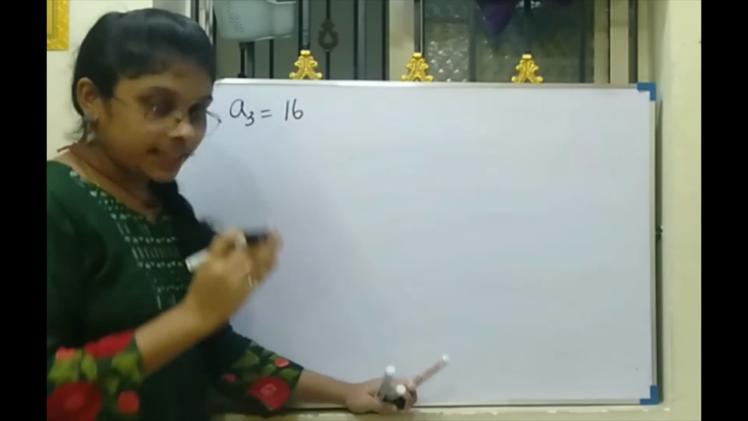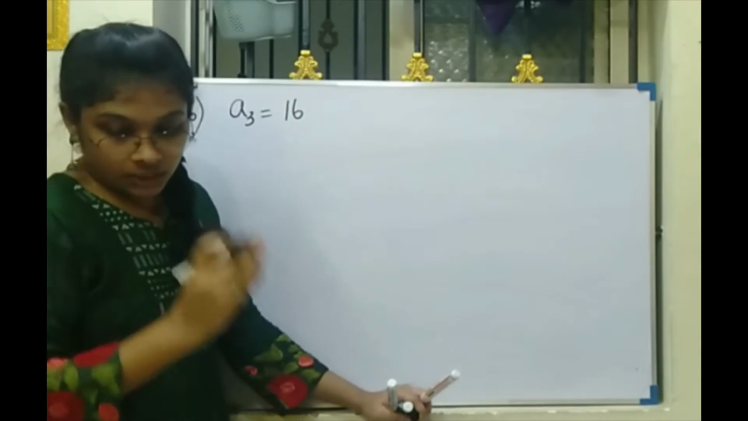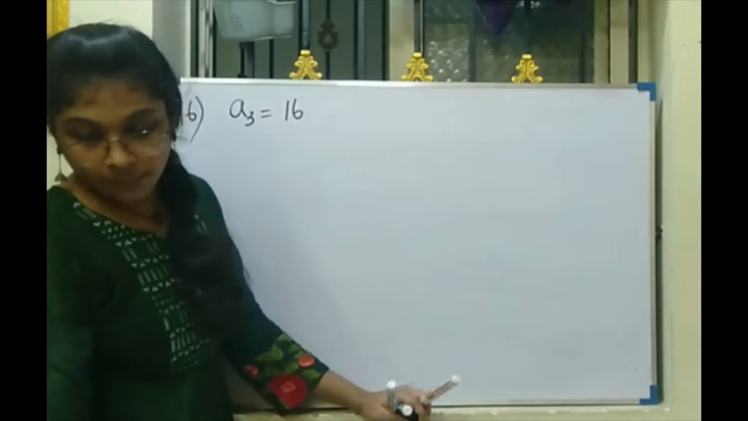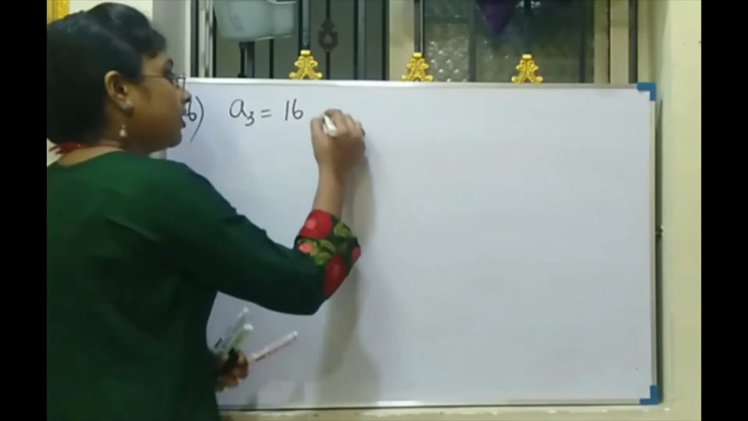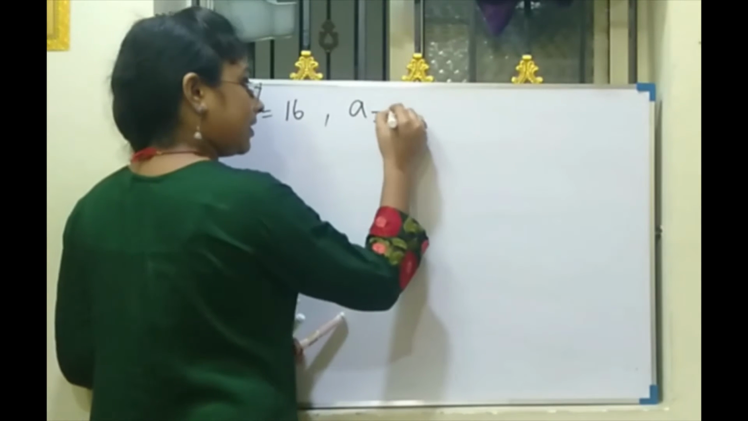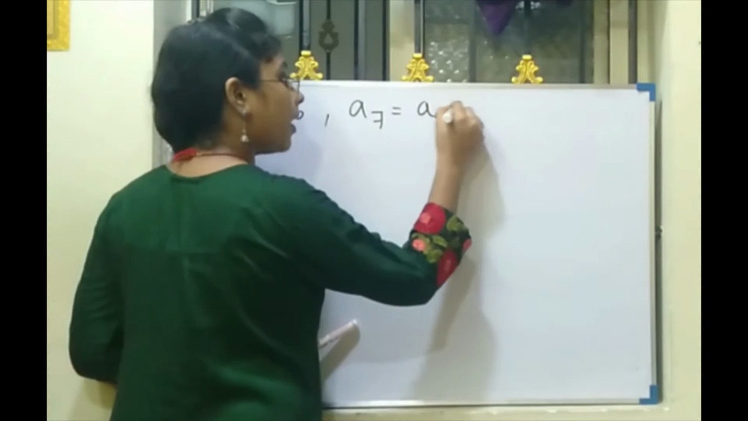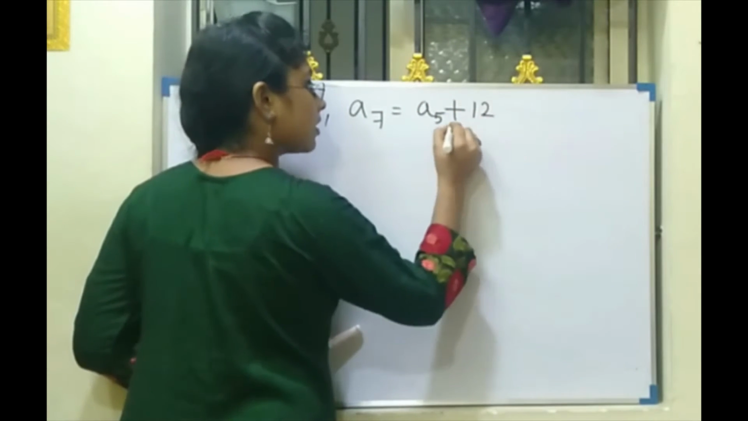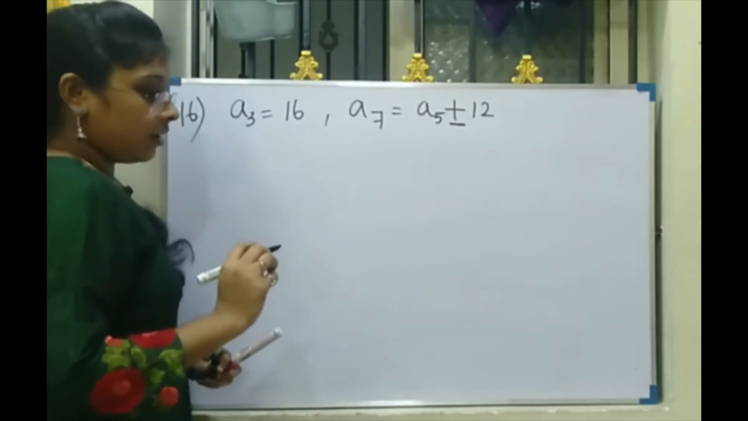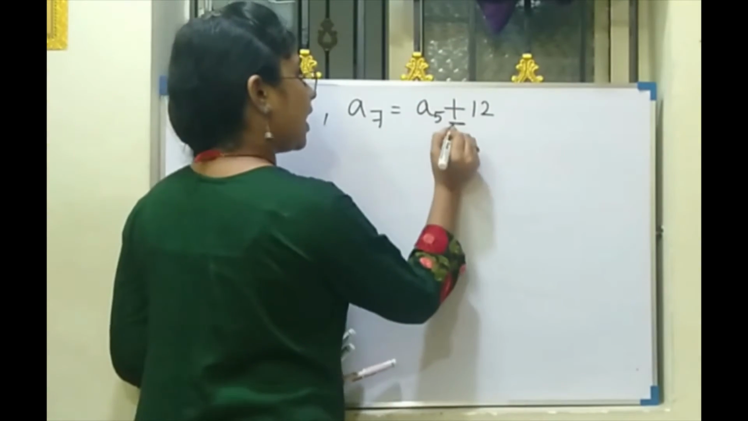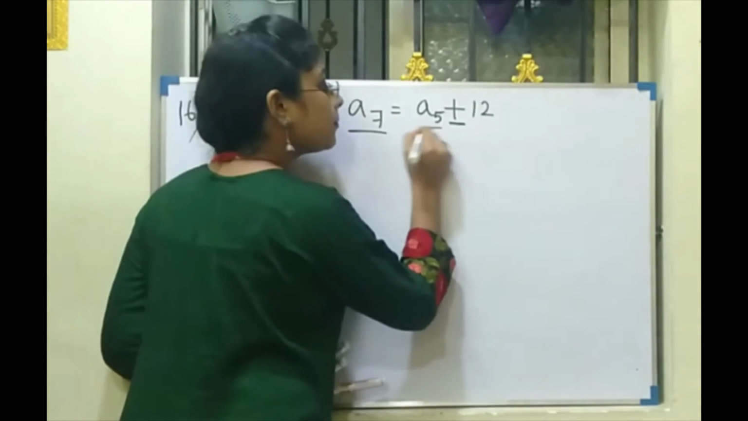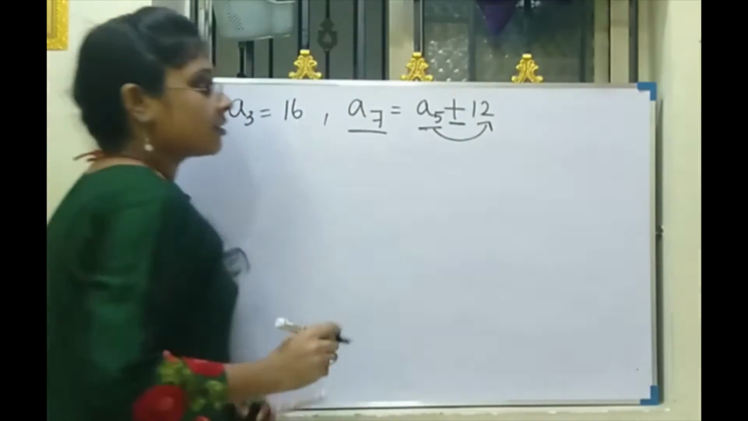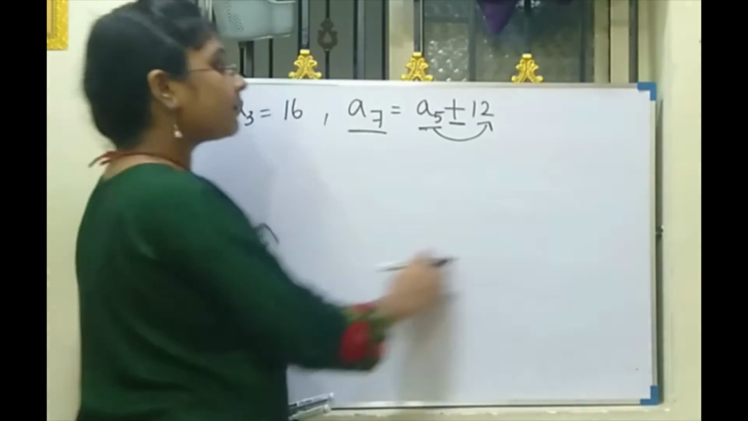Now listen carefully. The seventh term exceeds the fifth term by 12. What does it mean? Exceeds means add. Which means the seventh term exceeds the fifth term by 12. So this is the meaning of this equation.